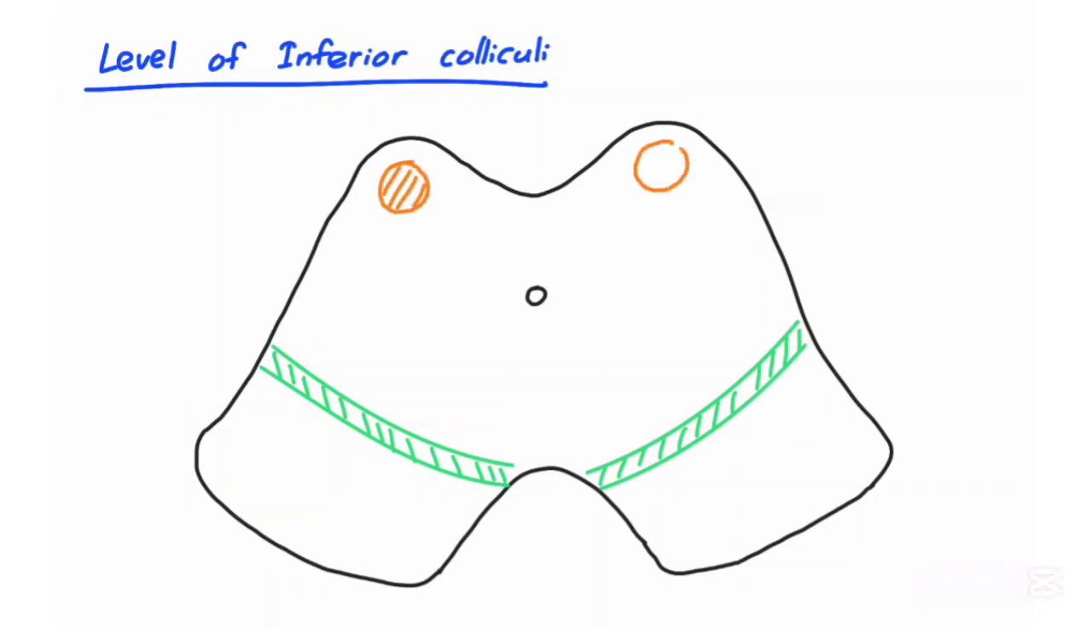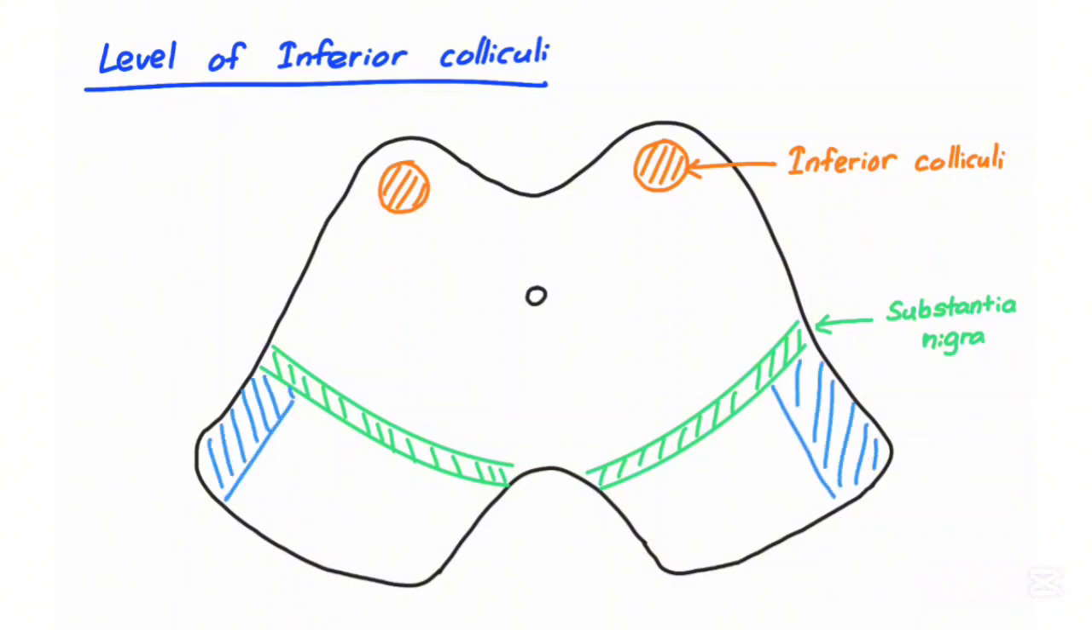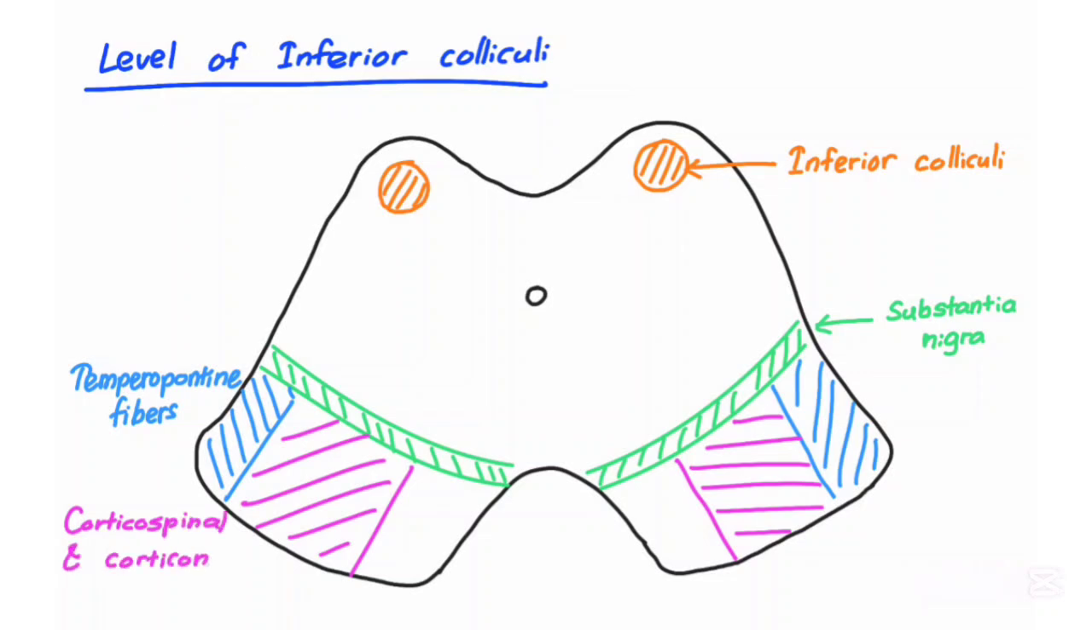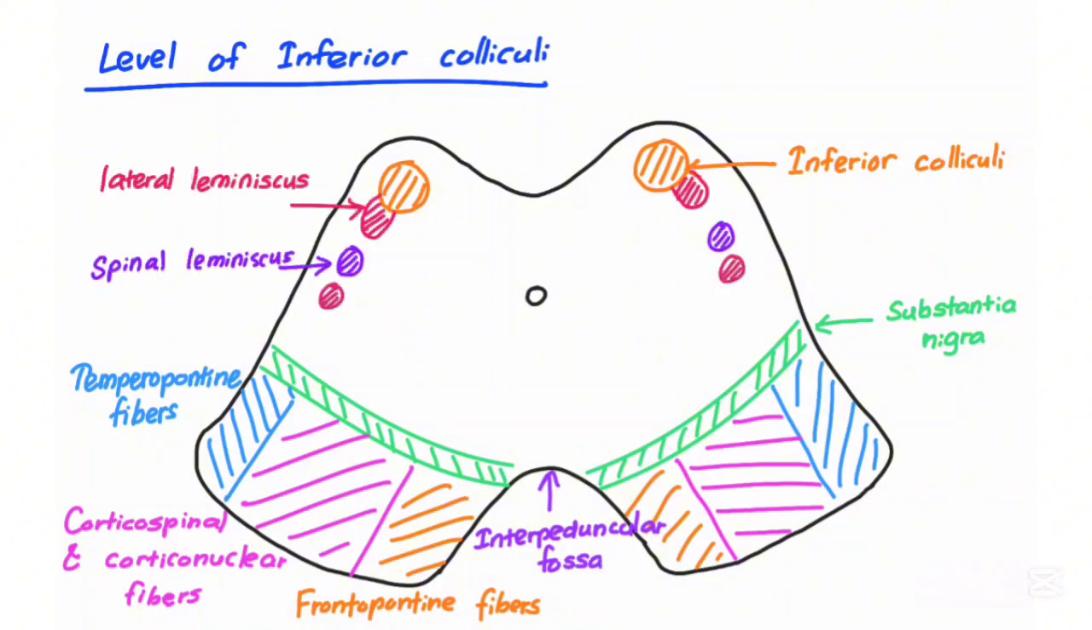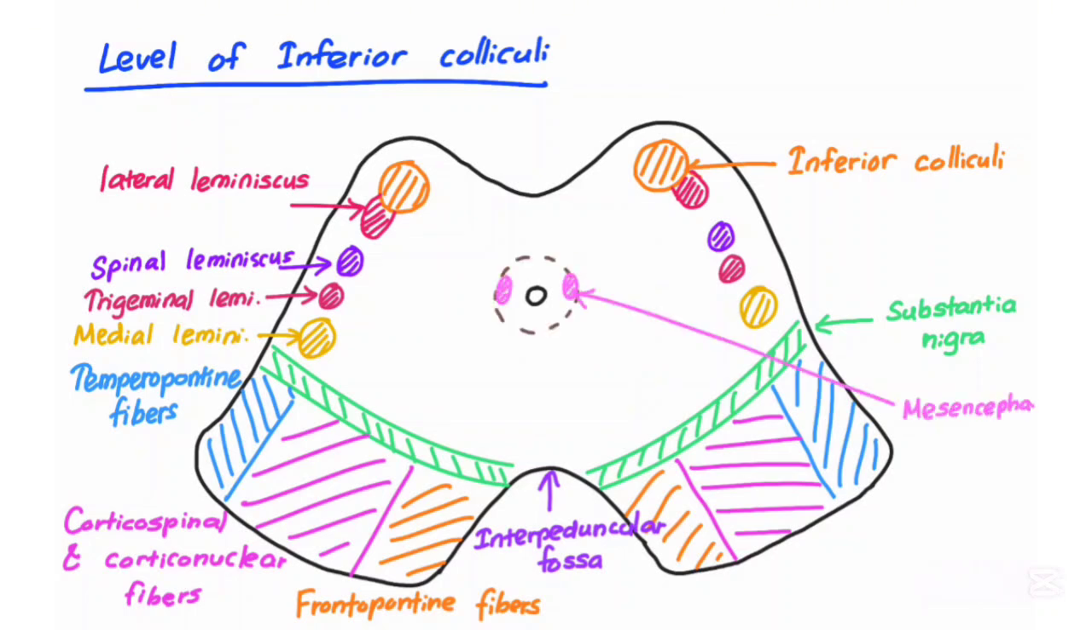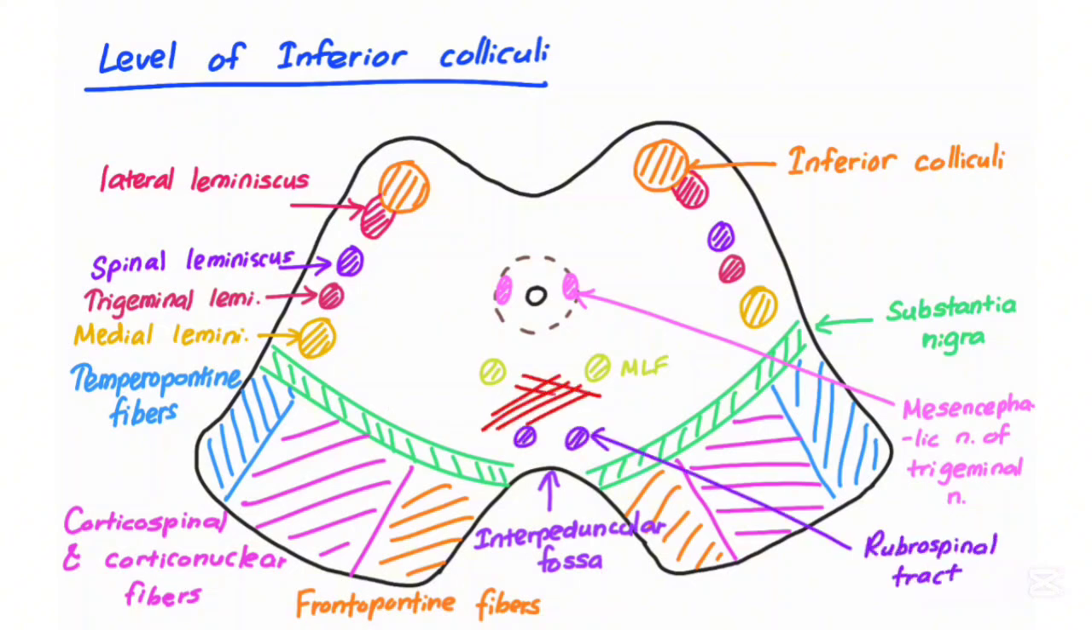So in this level we can see the inferior colliculi and also the substantia nigra. Same as earlier, here is temporopontine fibers, and in the middle corticospinal and corticonuclear fibers, and frontopontine fibers, interpeduncular fossa, then lateral lemniscus, spinal lemniscus, trigeminal lemniscus, medial lemniscus, and also the mesencephalic nucleus of trigeminal nerve, medial longitudinal fasciculus, and also rubrospinal tract. And here's the difference.